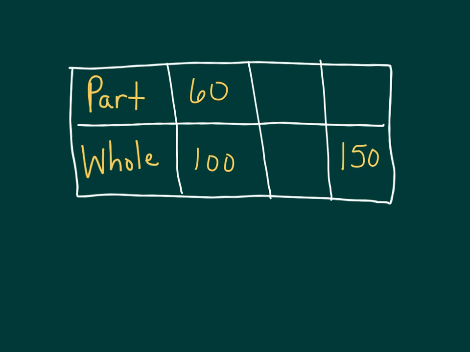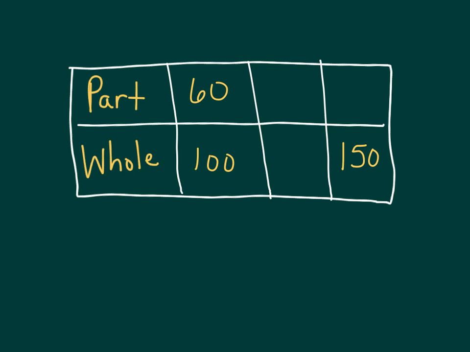So this is what your ratio table might look like. And again, the part being the first row, the whole being the second number, and we know all percents are a part to whole ratio, so 60% is the part and the whole amount of the percent would be 100, and we're going to try to get to 150, but since 100 to 150 doesn't have a direct jump, we're going to have to find that equivalent ratio in the middle.